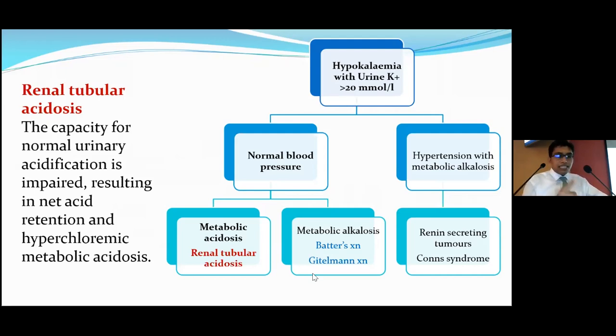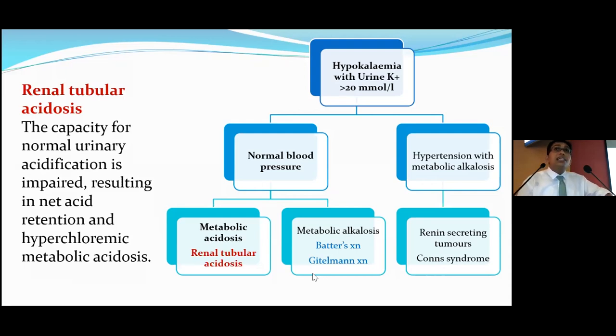The investigation findings are consistent with renal tubular acidosis. If these patients had alkalosis, the causes would be Bartter syndrome, Gitelman syndrome, and thiazide-like diuretic use. You all know this kind of thing. And in hypokalemia evaluation, as we all know, there is hypertension with metabolic alkalosis. There are several causes on the other side, that is renin-secreting tumors and Conn syndrome.